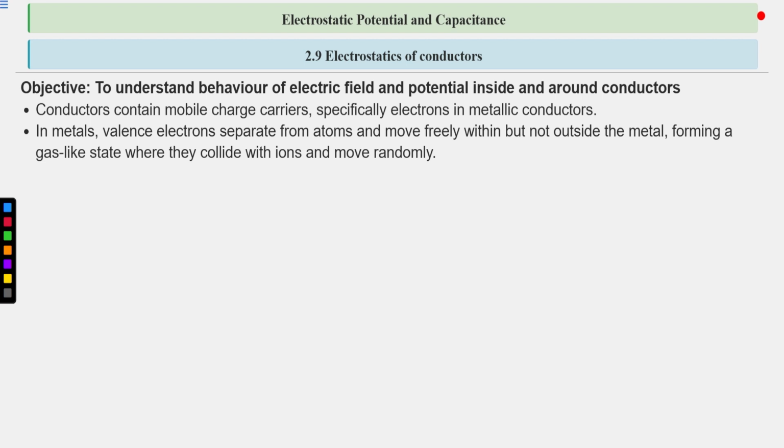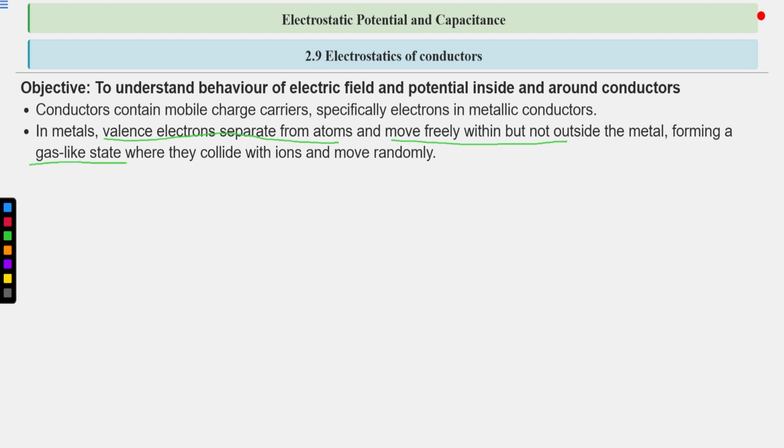In metals, valence electrons separate from the atom. So valence electrons are loosely bound, so they separate from the atom and move freely within, but not outside the metal. So in a neutral metal substance, there is equal number of positive and negative charges. So the electron can separate from atom, but cannot leave the metal. It moves freely, but within the metal, forming a gas-like state.